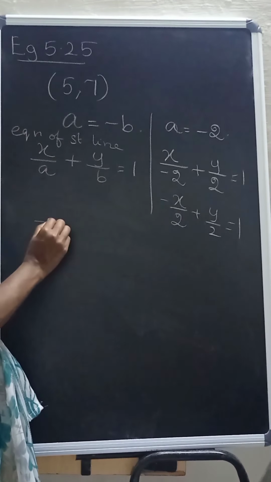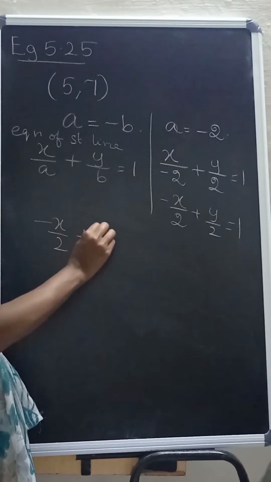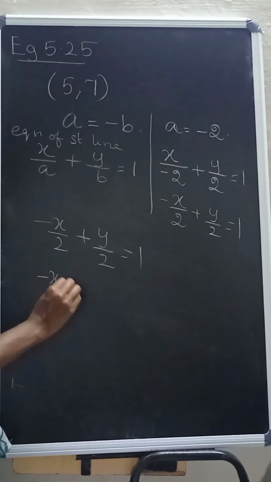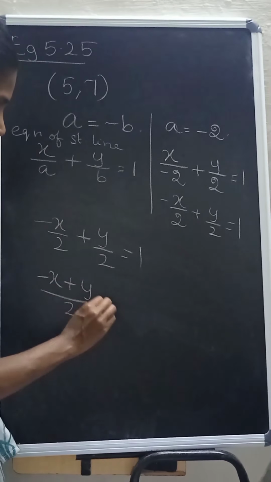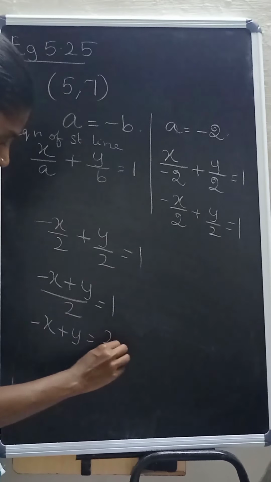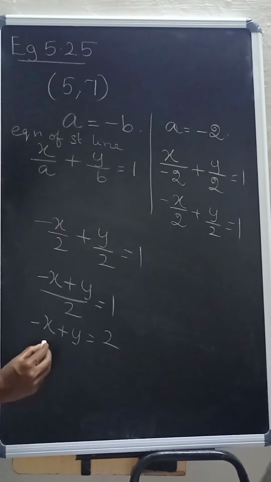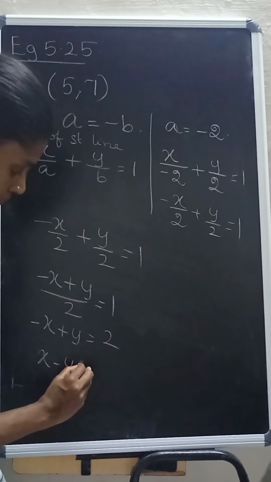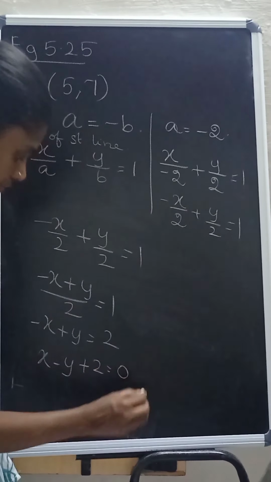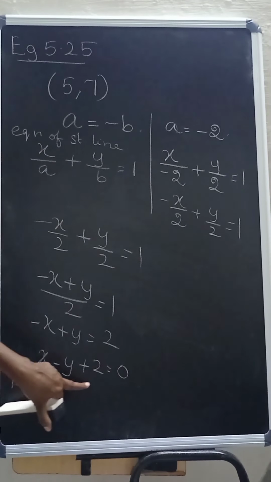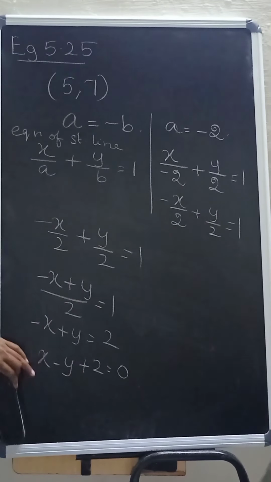Now take LCM. (Minus x plus y) by 2 is equal to 1. So you will get x minus y plus 2 is equal to 0, bringing this to the right side. x minus y plus 2 is equal to 0 is the equation of the straight line.